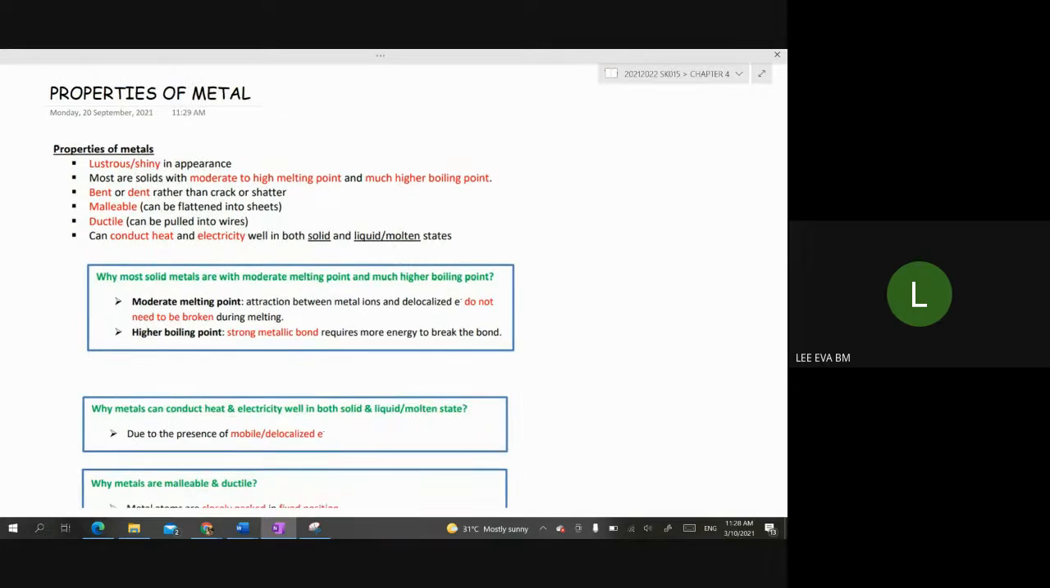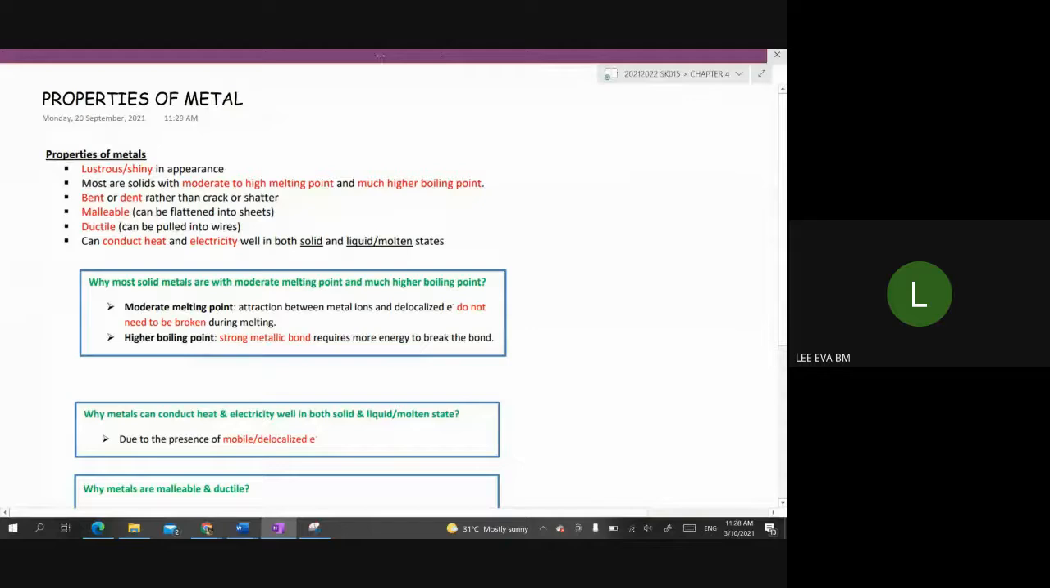Then on the third point, we have malleable. The meaning of malleable is that you can flatten or change the shape of the metal into a sheet, like a single layer of metal, aluminium sheet, copper sheet. So we change its shape. The properties can also be ductile. Malleable, ductile, you have to be able to differentiate them. Malleable means flatten into a sheet, and ductile is to pull into wire, for example, your copper wire.